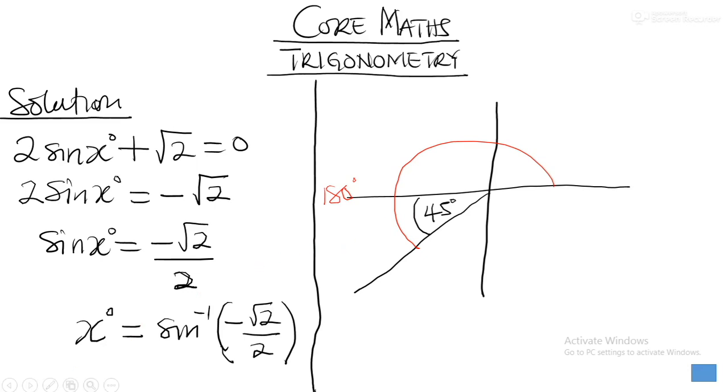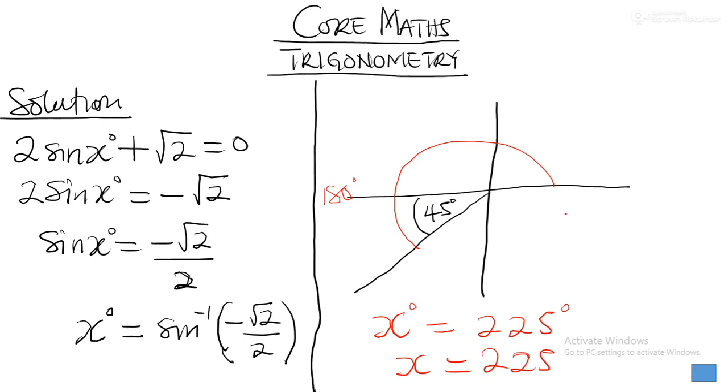225. Good. So our x will be equal to 225 degrees. Finally, our x will be 225 degrees.